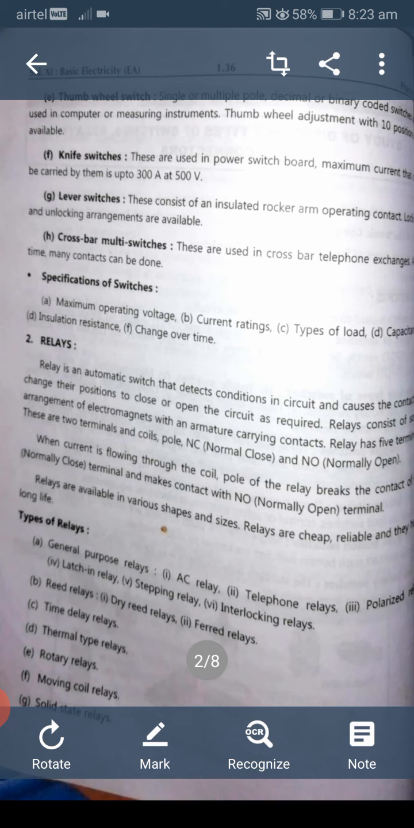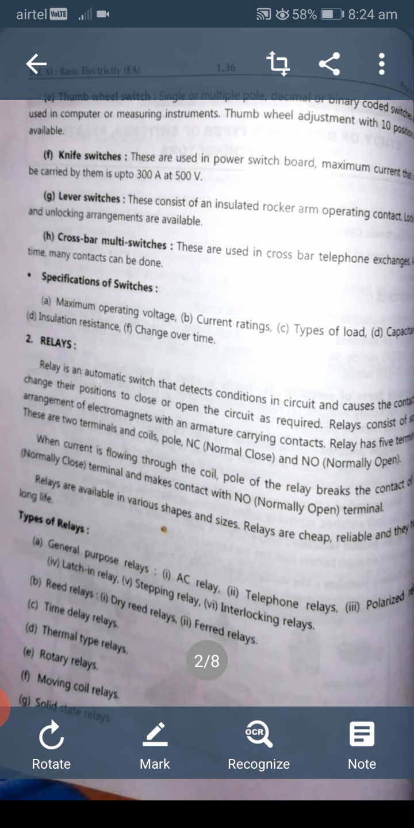Knife switches. These are used in power switchboards. The maximum current that can be carried by them is up to 300 ampere at 500 volt. Lever switches. These consist of an insulated rocker arm operating a contact; locking and unlocking arrangements are available. Crossbar multiple switches. These are used in crossbar telephone exchanges. At a time, many contacts can be made.